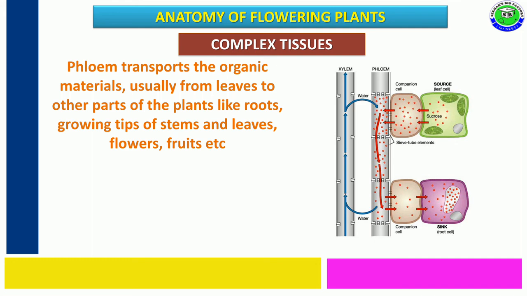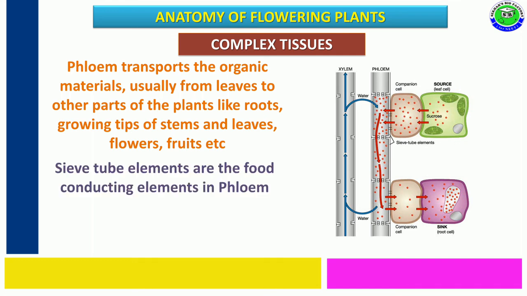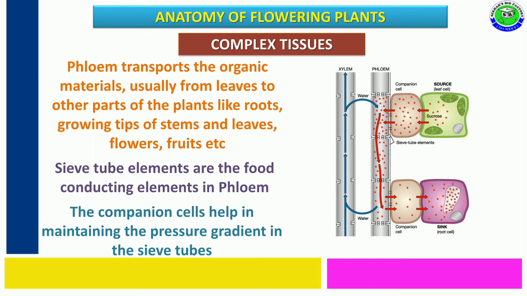The main function of phloem is the transportation of organic materials from the leaf to other parts of the plant body like root, growing tip of stem, leaves, flowers and fruits, in multi-directional flow. Sieve tube elements present in phloem help in conduction of food materials. The companion cells help to maintain the pressure gradient within sieve tube elements at different locations, which helps their transportation.